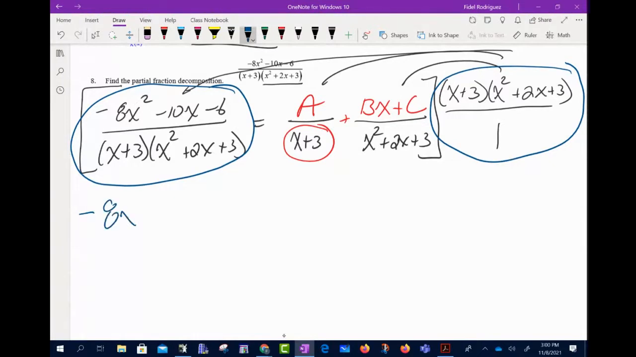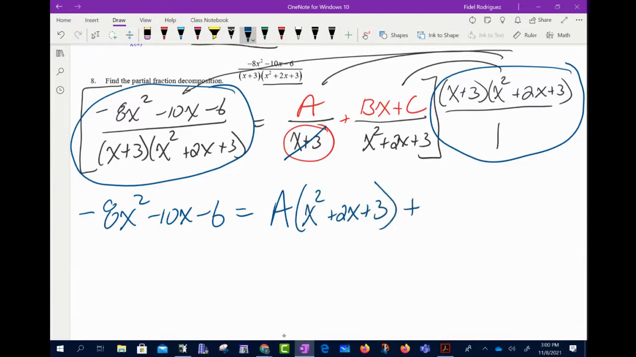So do you agree with me we're going to have a -8x squared and a -10x and a -6? Okay, now on the part that has the a over the x plus 3, when we multiply that by our common denominator, what part's going to cancel? Very good. So we're going to be left with an a times x squared plus 2x plus 3. And then on the part that has the x squared plus 2x plus 3, what part is going to cancel? The x squared plus 2x plus 3, right? That part's going to cancel with this one over here. So we're going to have, look, y'all, I'm going to write this bx plus c, and I'm still multiplying that by an x plus 3.